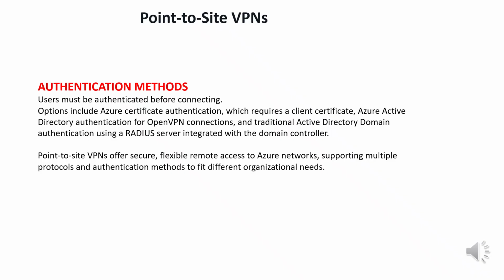Users must be authenticated before connecting. Options include Azure Certificate Authentication, which requires a client certificate, Azure Active Directory Authentication for OpenVPN connections, and traditional Active Directory domain authentication using a Radius server integrated with the domain controller. Point-to-site VPNs offer secure, flexible remote access to Azure networks, supporting multiple protocols and authentication methods to fit different organizational needs.